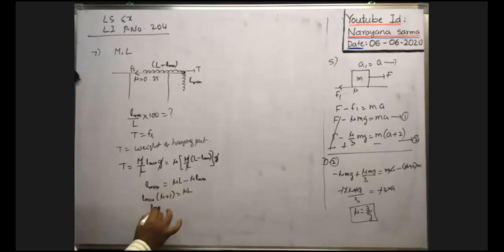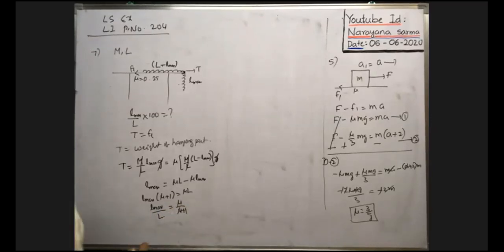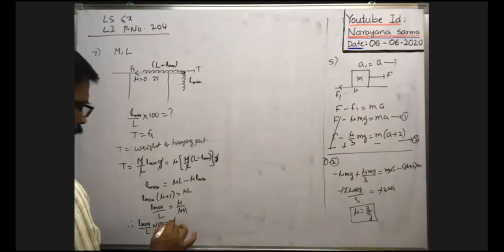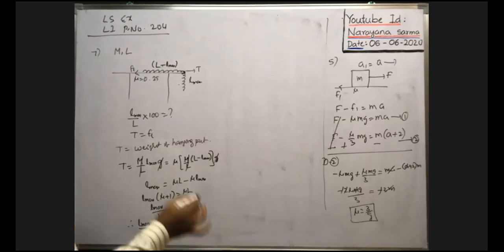Therefore, L max by capital L is equal to mu by mu plus 1. Already yesterday we derived this. Therefore, the percentage of maximal length of the chain hanging for which the chain does not fall is equal to L max by L, which is mu by mu plus 1, into 100. It was also given once in mains.